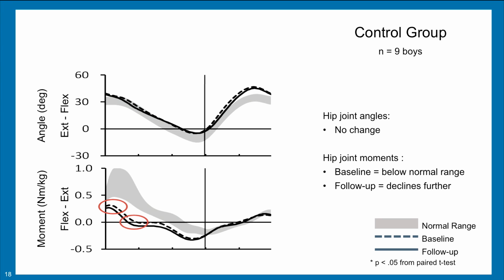So this is our control group. There's 9 boys, and you can see that first of all, if we look at just the angle, the motion that we see here, if you look compared to this normal band, it's pretty close to the normal band. The dotted line is baseline, the first time we collected data, and then the solid line is a year later. And we can see that there really isn't much change when we look at this. Now, if we look at the moment, however, we can see that already at this age group, the peak moment is markedly reduced, and that it decreases further a year later. So it progresses over time. And the duration of the moment also is reduced over time.